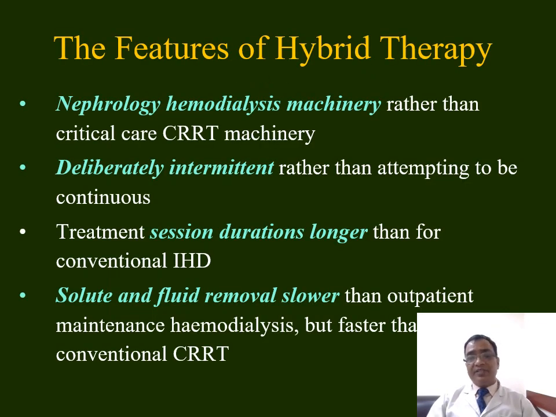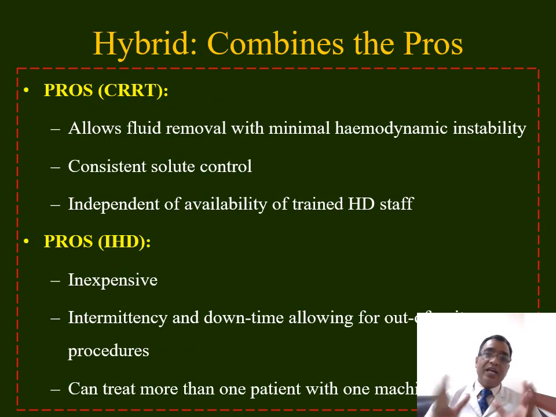The features of hybrid therapy. What is the hybrid therapy? A nephrology hemodialysis machine, rather than the critical care CRRT machine, is used here. It is deliberately intermittent rather than attempting to be continuous. Treatment sessions are longer than the conventional IHD, which is 4 to 6 hours; here we can go up to 8 hours, 10 hours. Solute and fluid removal is slower than outpatient maintenance hemodialysis, but faster than CRRT. So this is the hybrid.